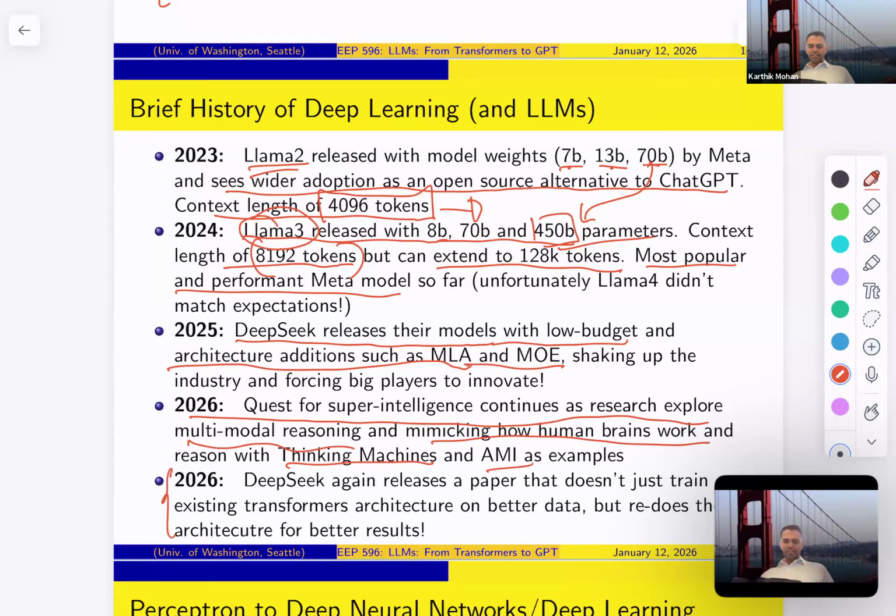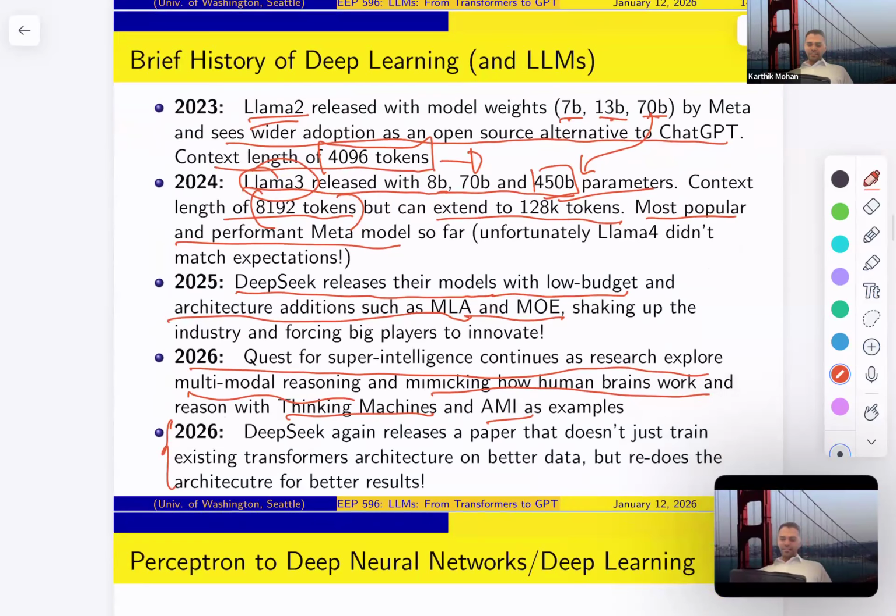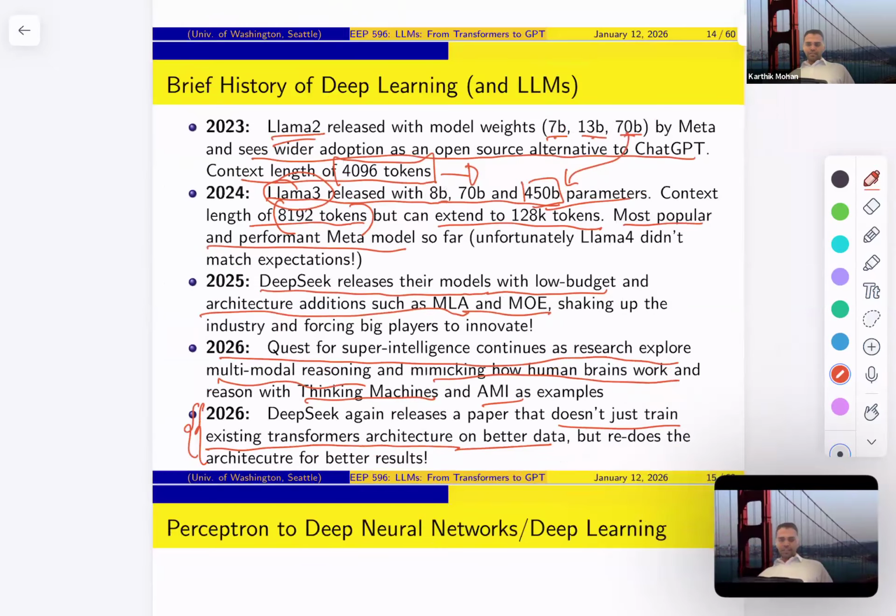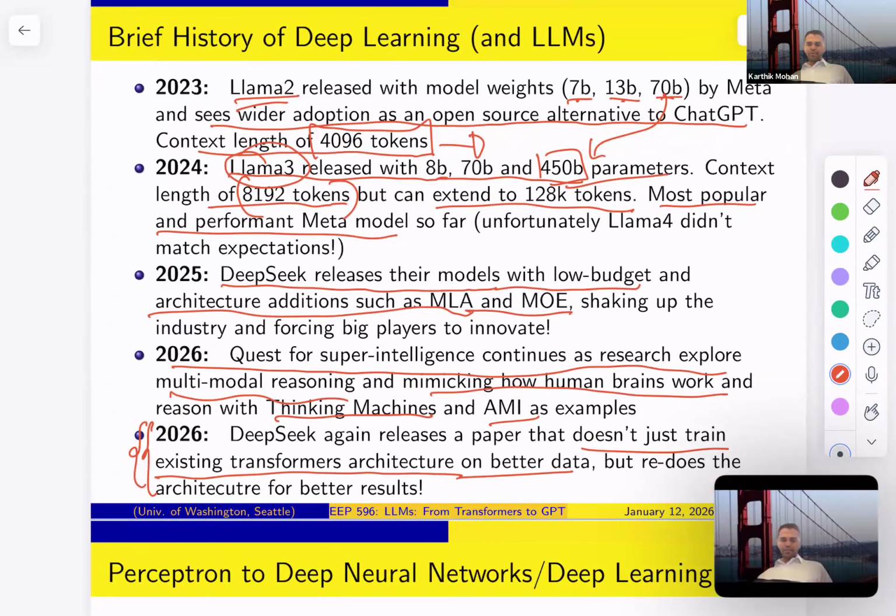So again, we had a disruption early this year, 2026. DeepSeek came out with a paper that doesn't just train existing transformers on better data, but actually changes the architecture, right? And they introduced something called MHC, manifold hyperconnections, an extension of residual connections, which does better. So this is definitely another disruptive paper. These disruptions are good because they force people to innovate and inspire others to do better. So that's kind of a brief history of deep learning and LLMs.